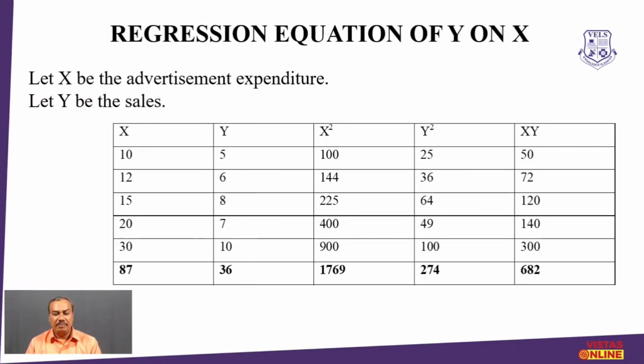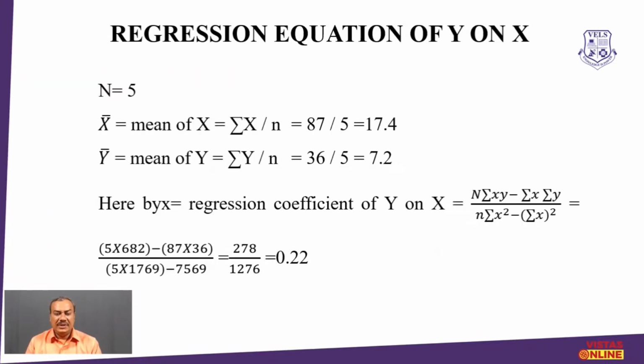So we got the summation of x, summation of y, summation of x square, summation of y square and the summation of xy. After that, n equals the number of pairs of observations, 5. So x bar is the arithmetic mean of x, formula sum of x divided by n. Here x total is 87 divided by 5, that is equal to 17.4. Similarly, y bar equals the arithmetic mean of y, summation y divided by n, that is 36 divided by 5, which is equal to 7.2.